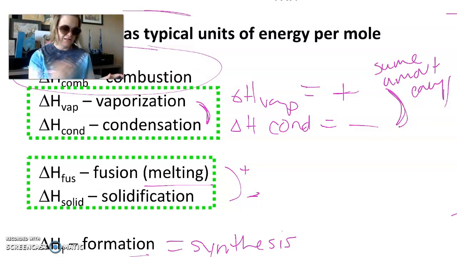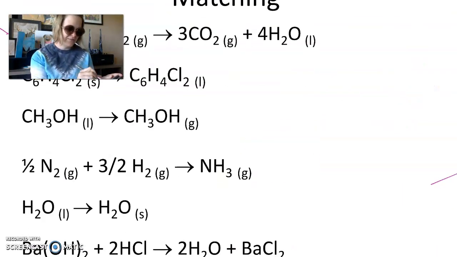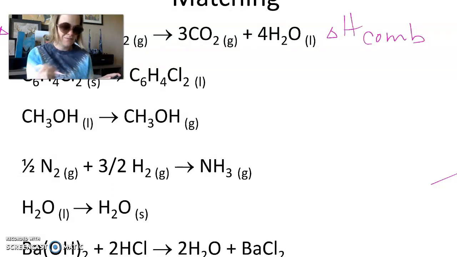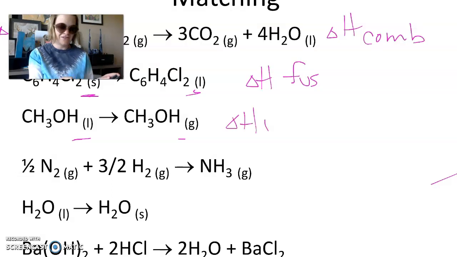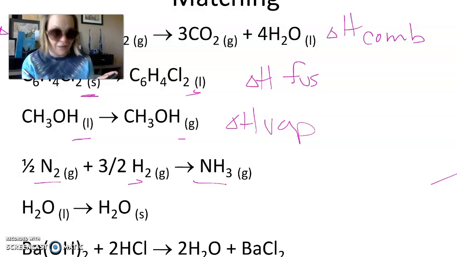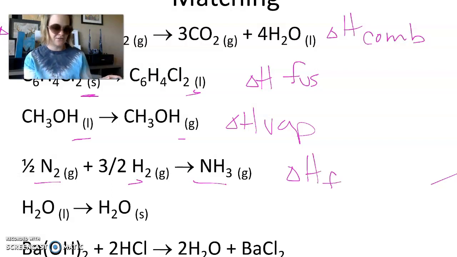And then if we don't really know what type of reaction we're talking about, we just write RXN, for reaction. So if we matched, see how that's a combustion reaction? That would be delta H COMB. This guy, we're going from a solid to a liquid, that represents a fusion reaction, delta H FUS. Oh, liquid to gas, that's delta H VAP. We are taking two elements and we are making one compound. Synthesis reaction, we would symbolize that change in energy with a little F after it.